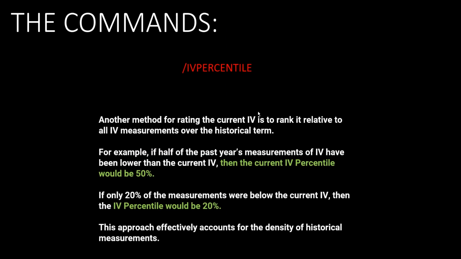Okay, next we have IV percentile. This is also a very important one. Another method for rating the current IV is to rank it relative to all IV measurements over the historical term. So this is where we're combining IV and HV a little bit. For example, if half of the past year's measurements of IV have been lower than the current IV, then the current IV percentile would be 50%. If only 20% of the measurements were below the current IV, then the IV percentile would be 20%. This approach effectively accounts for the density of historical measurements.